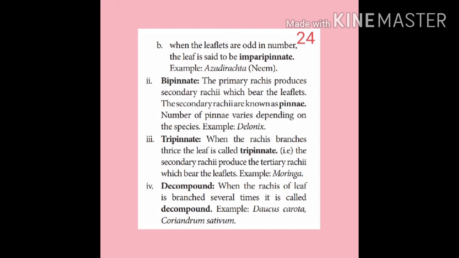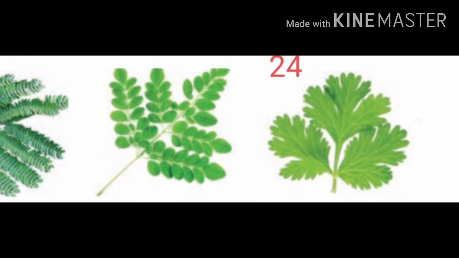Then you have the bipinnate leaf. The primary rachis produces secondary rachis. From one main rachis, the secondary rachis arises. Again, branching occurs and leaflets are formed. Tripinnate is a condition where the rachis branches three times, and then the leaves are produced. Decompound is a type where the rachis of the leaf is branched several times. That is called a decompound leaf.